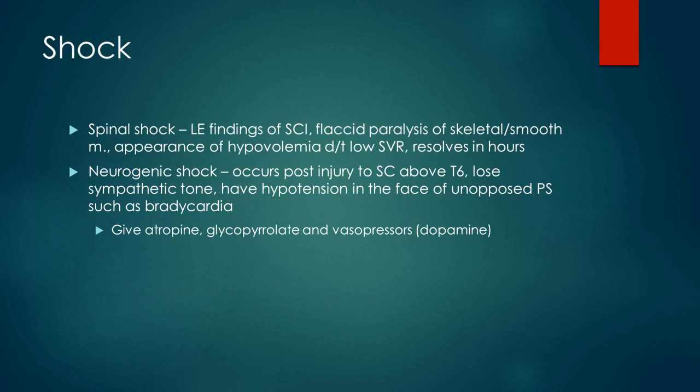Briefly, let's talk about spinal shock versus neurogenic shock. Spinal shock is findings of spinal cord injury, including flaccid paralysis of the skeletal and smooth muscles, with appearance of hypovolemia due to low systemic vascular resistance, and usually resolves in hours. You'll be able to tell this by return of the bulbocavernosus reflex and rectal tone. If they get rectal tone back and continue to have flaccid paralysis, then there might be continued issues. Neurogenic shock occurs post-injury to the spinal cord above T6. They lose their sympathetic tone. They end up having hypotension in the face of unopposed parasympathetics and end up having bradycardia. You can give atropine, glycopyrrolate, vasopressors, lots of different medications to try to treat that.